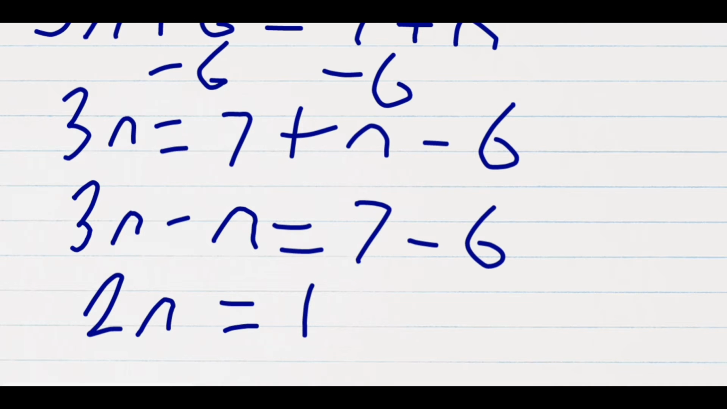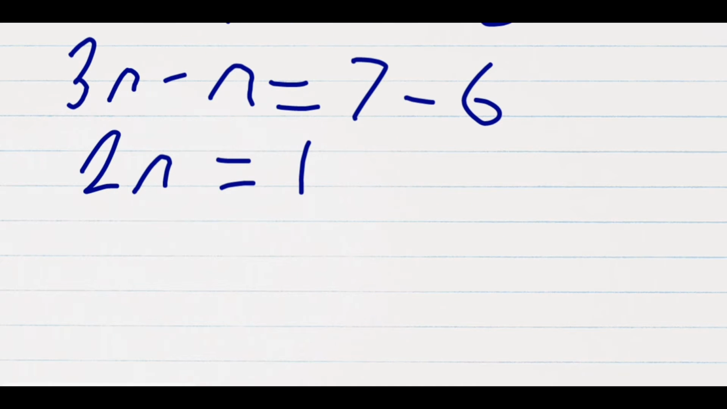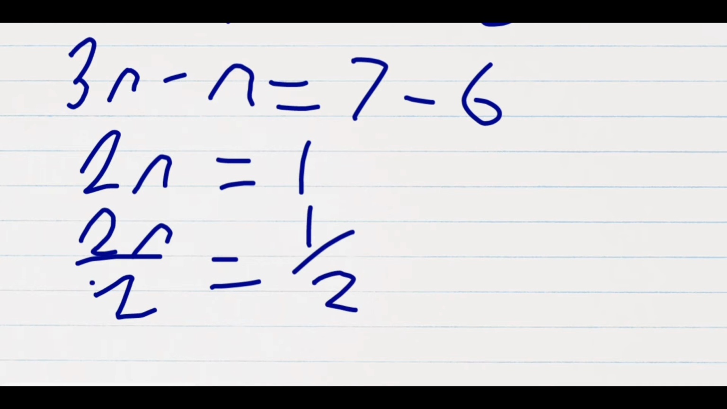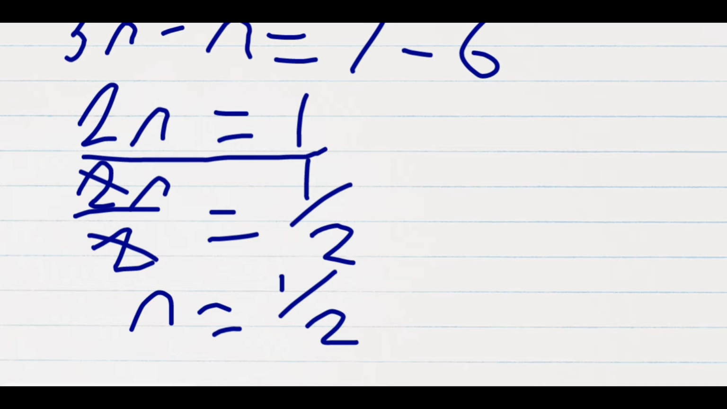Now in this case, we're going to divide both sides by 2. So we have 2N divided by 2 is equal to 1 over 2. 2 cancels out 2, and N is equal to a half, or 1 over 2. Now if you don't understand what I did here, you can watch my video on how to solve linear equations, and I will leave the link in the description.